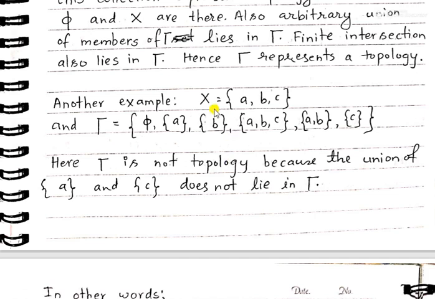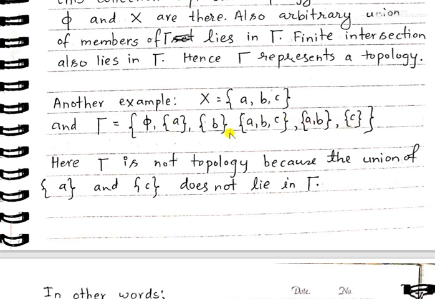In this example we have the set X equal to {A, B, C}, and the collection is phi, A, B, ABC, AB and C. The first criterion is that phi and X are there. X, the whole set, is there, so the first criterion is fulfilled. Now let us take the unions. The union of A and B gives AB, which is here. The union with ABC gives ABC, which is there. The union of AB and C gives ABC again.